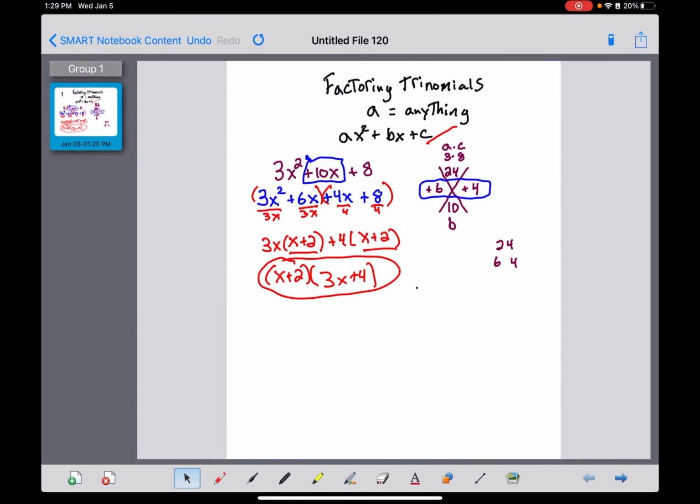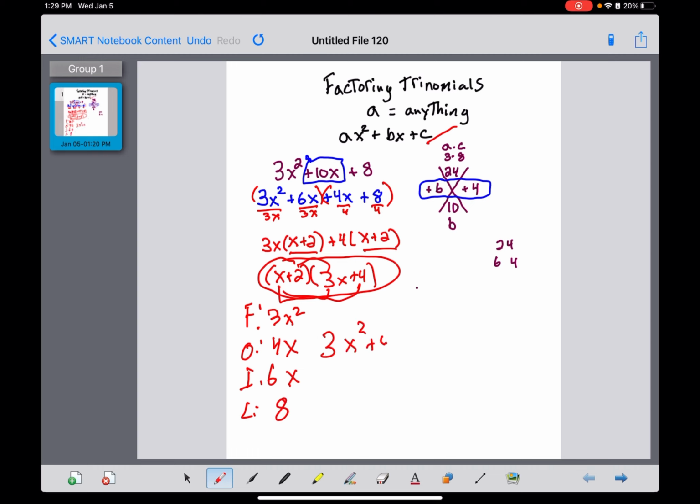If we corrected this, and I needed to give myself more space, if we checked to see if it was right, FOIL: x times 3x, 3x squared; x times 4, the outside, 4x; inside, 2 times 3x, 6x; last, 2 times 4 is 8. 3x squared plus 10x plus 8. It works. And this always works. It's a great way to do these A's, B's, and C's when your A value isn't 1. It's a great way to factor trinomials.